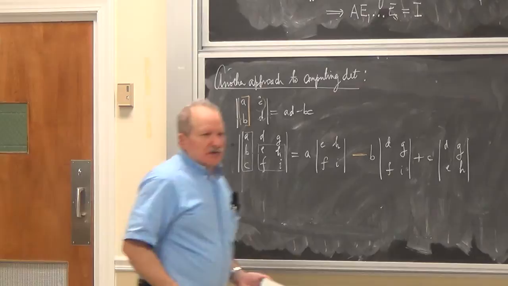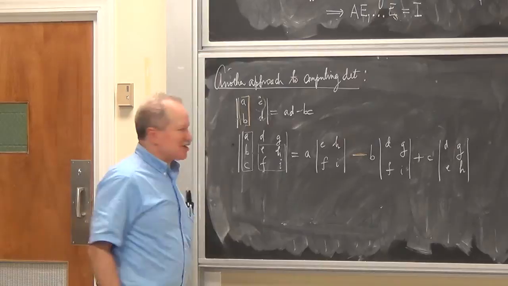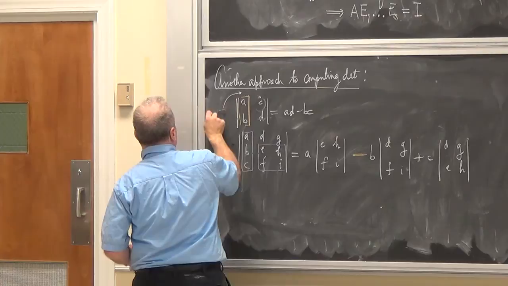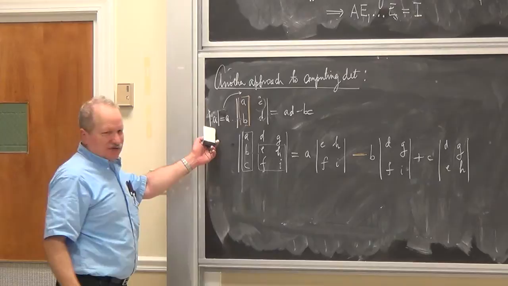Is the determinant of the 1x1 matrix D, D? Yes. So inductively, if you're thinking about this recursively, you have to start off with the determinant of a 1x1 matrix, and that's just A. It does not mean absolute value sign, that means determinant.